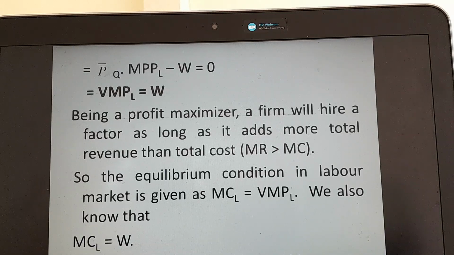Now, in using a single variable input, the profit maximizing level for a firm is where marginal cost should be equal to the wage. That means marginal cost means wage. So the profit maximizing level is where value of marginal product should be equal to the wage.